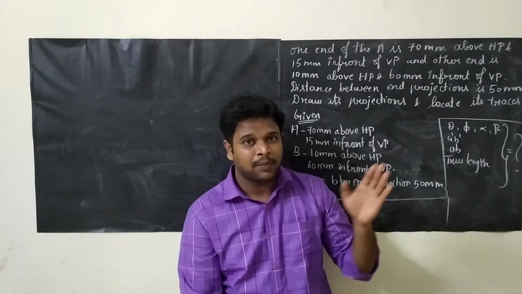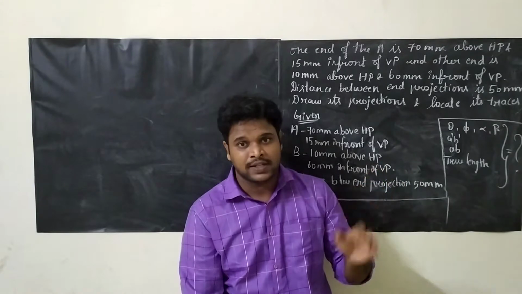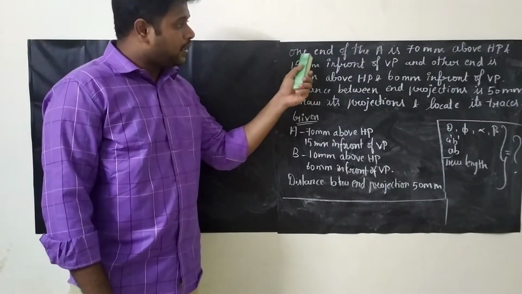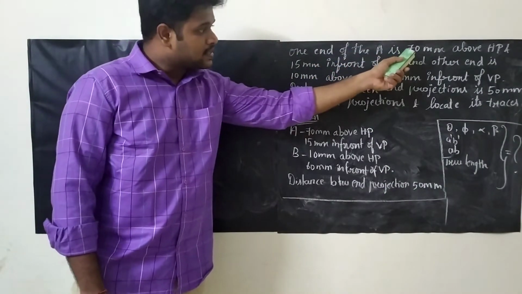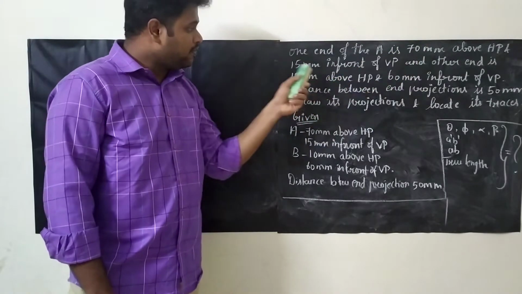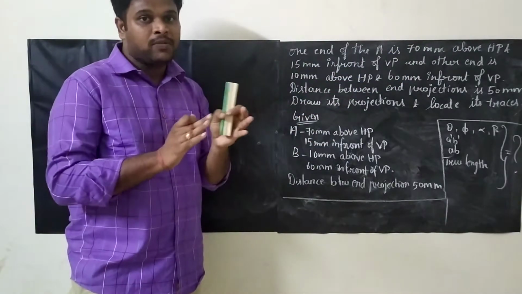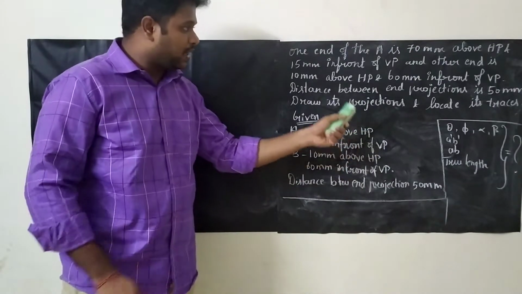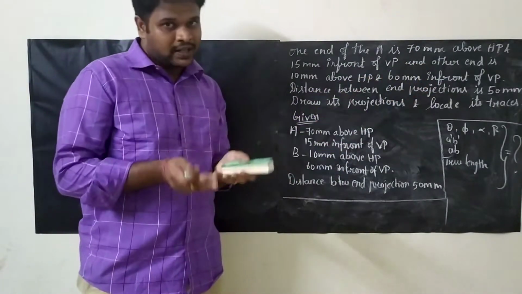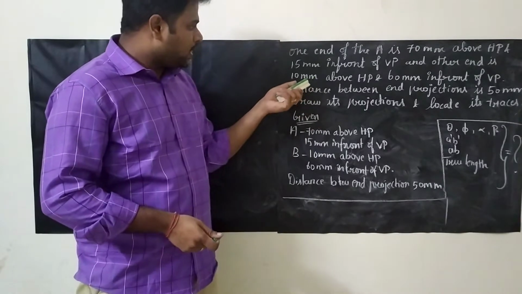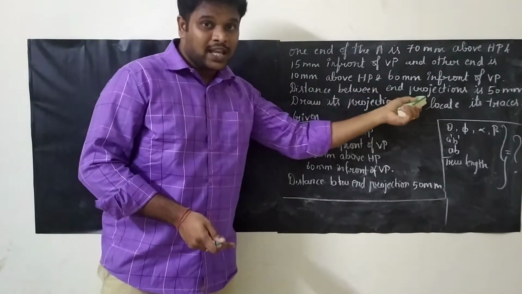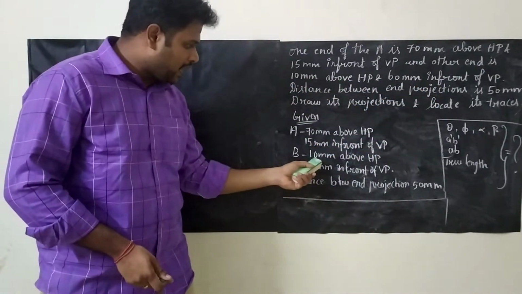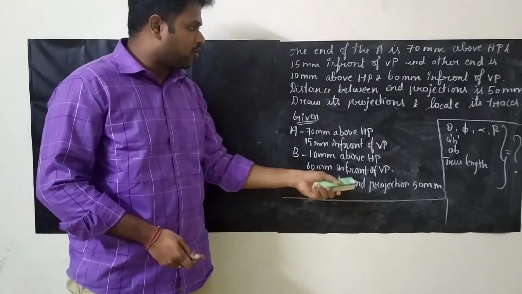Today we are going to see projection of lines inclined to both the planes. One end A is 70 mm above HP and 15 mm in front of VP. So the line will be AB, where end A is 70 mm above HP and 15 mm in front of VP, and the other end is B. B is 10 mm above HP and 60 mm in front of VP.